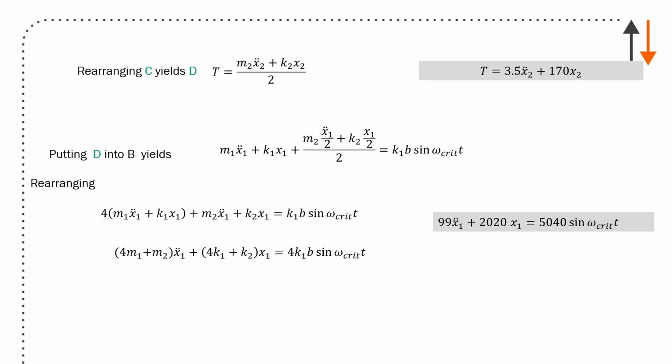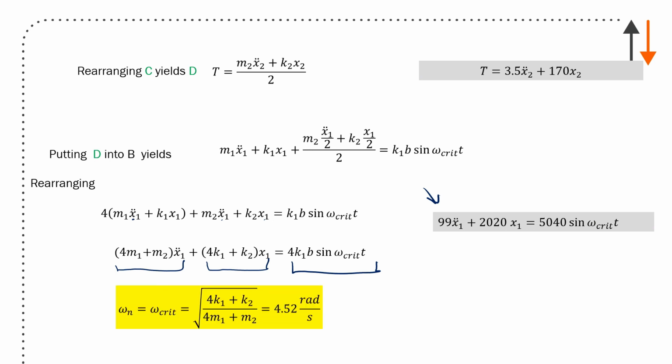So now I have an expression that I can rearrange in terms of x double dot here. No longer have to deal with x2 double dot, and I have x1. So I end up with a standard mx double dot plus kx equals a forcing, and the forcing is what I'm trying to solve for. And I end up with this expression right here: 99 x double dot plus 2020 x equals 540 sine of omega critical times time.